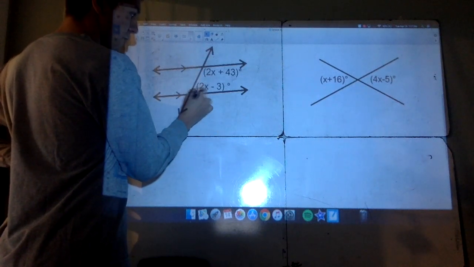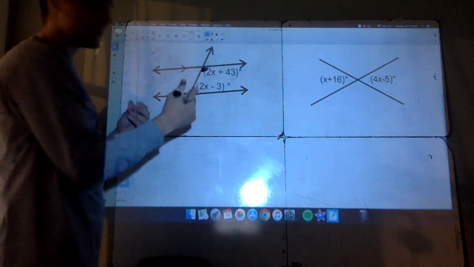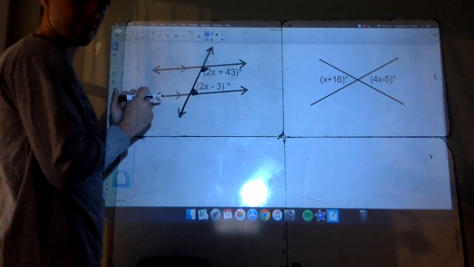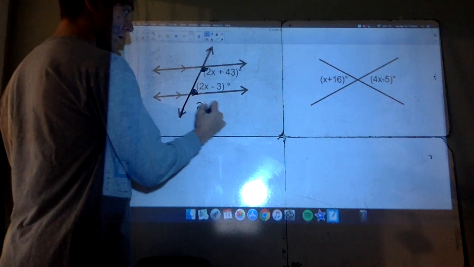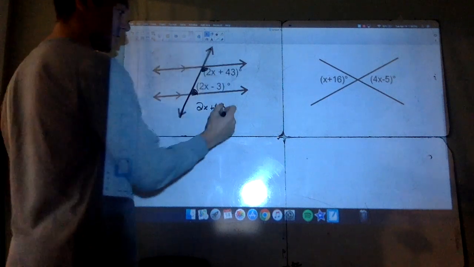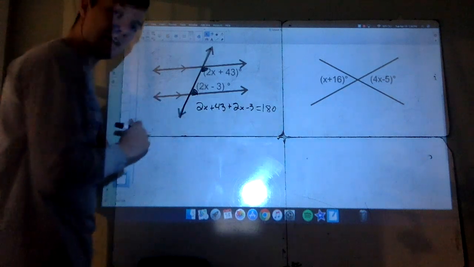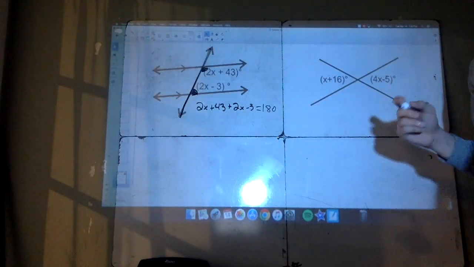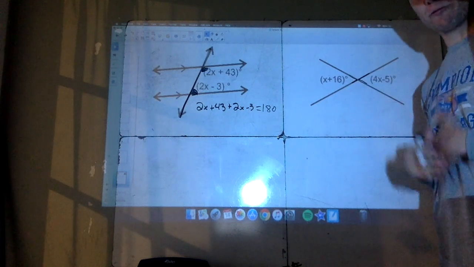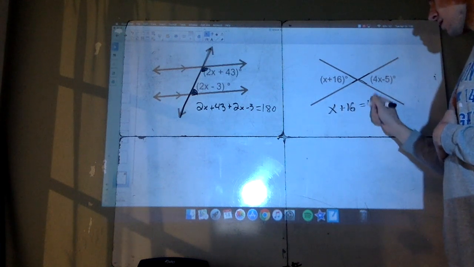All right, so if you're ready to move on, if you wrote your equation, just that first step, we can see these two are same side, right? We have our transversal, they're on the same side, and they're interior angles. So our equation would be 2x plus 43, and same side interior angles add to 180. So plus 2x minus 3 equals 180. On the second one, these are vertical angles. Do you see how they make two V's? Vertical angles. We know vertical angles are congruent.